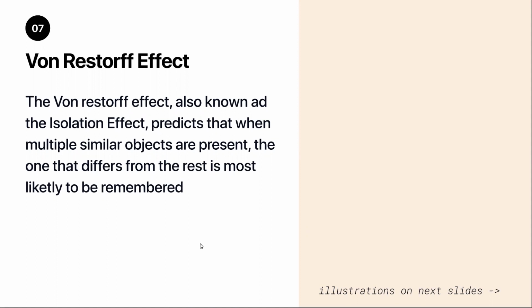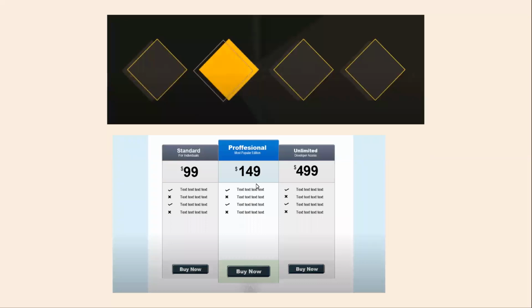That's the von Restorff effect. Let me bring up, okay, see it here, this pricing page. This is not a modern pricing page, but let's just make do with this. On this pricing page, we have standard for individuals, we have professional, and we have unlimited. They want you to go for the professional, which is $149. Even though it does not have all the things provided by the product, it has a large amount of things, and they want you to go for that product. That's why they highlighted it.